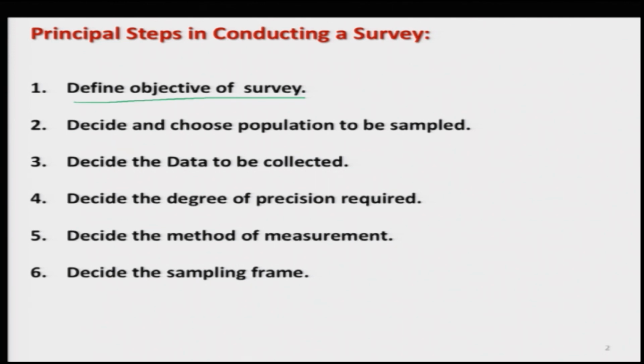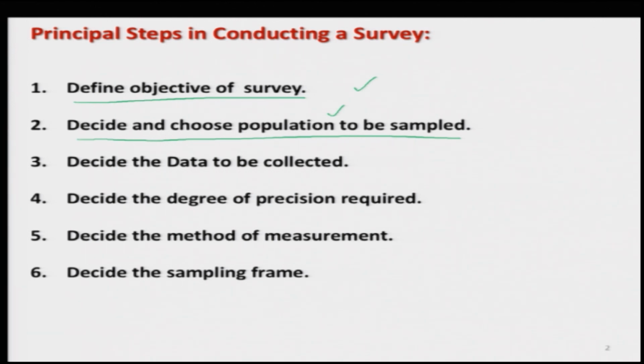Now, in the second step you have to decide and choose the population from where you would like to take the sample. You can see that step 1 and step 2 are interrelated. Whatever objectives have been defined in step 1 will basically decide what the population should be, what type of sampling scheme is to be used, and what is to be sampled.